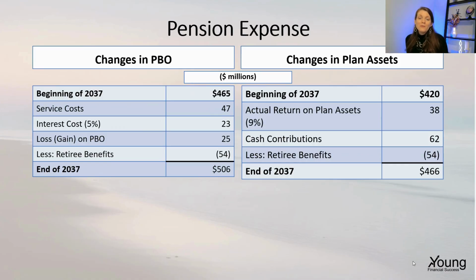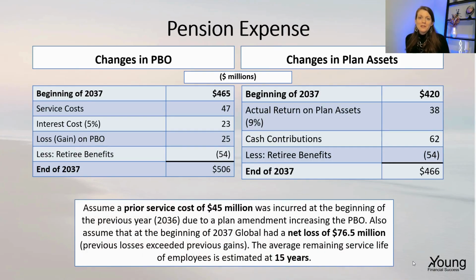Then we also saw that we contributed 62 million to the plan assets, because every year the company is going to put more into this account and watch it grow so that as their employees retire, they have that money set aside. Then, just like we saw in the projected benefit obligation, we paid out 54 million. In this case, our assets decreased by 54 million because we paid some of that out to the retirees. So at the end of 2037, we have 466 million sitting in that trust account that hopefully is also earning, as we saw here, a 9% return, and hopefully it will continue to earn that money as we see more and more employees retire.